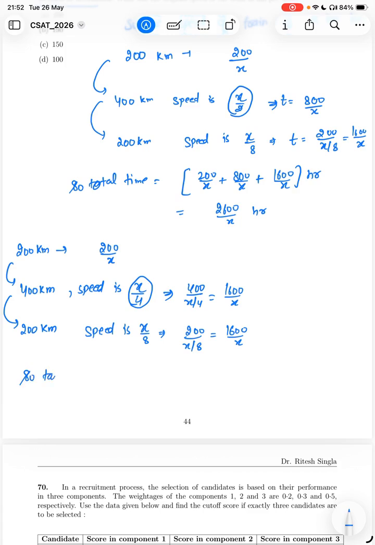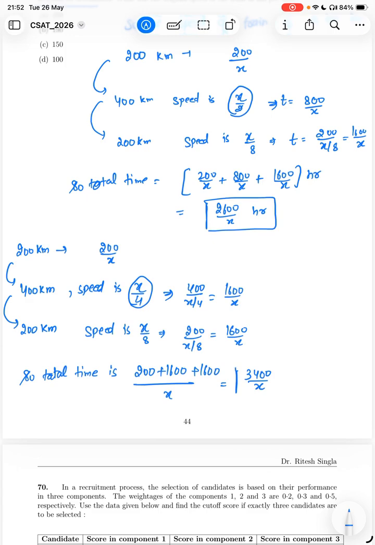So total time is 200 plus 1600 plus 1600 upon x, which is 3400 upon x. So earlier the time was 2600 upon x, later the time is 3400 upon x.